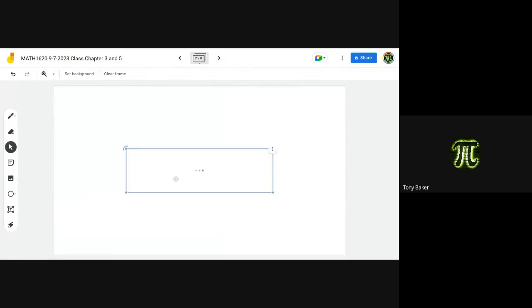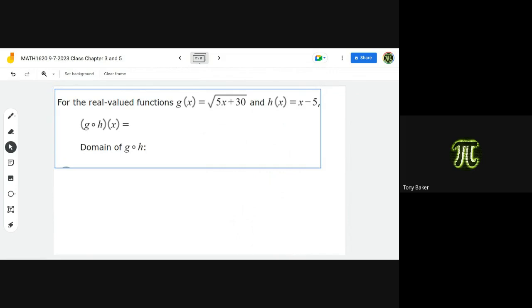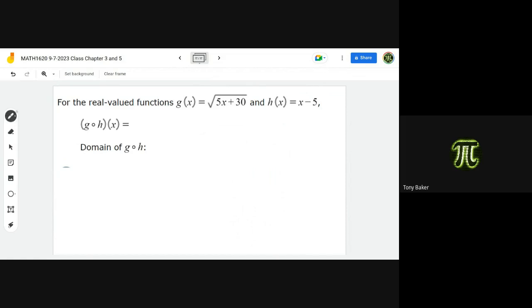Last one for composite functions before we go into indices. Oh, actually, I might do one more. Yeah, I'll do one more. All right. So the next thing they'll give you is the functions, and then they're going to want the composition, and they want the domain.